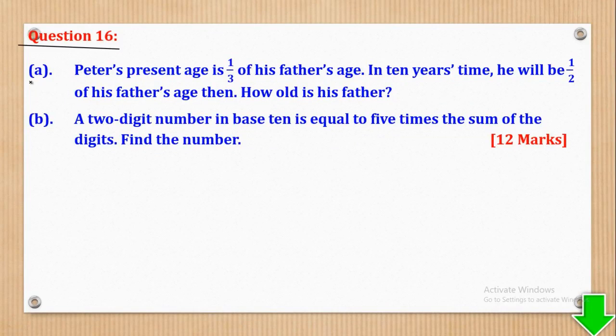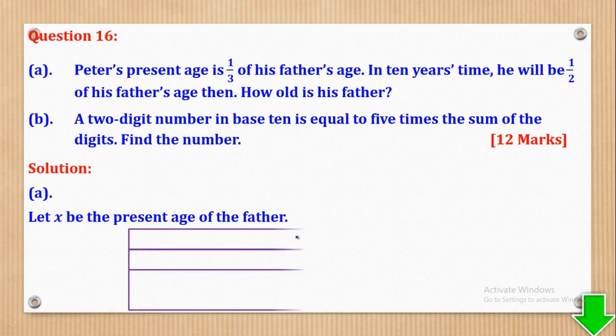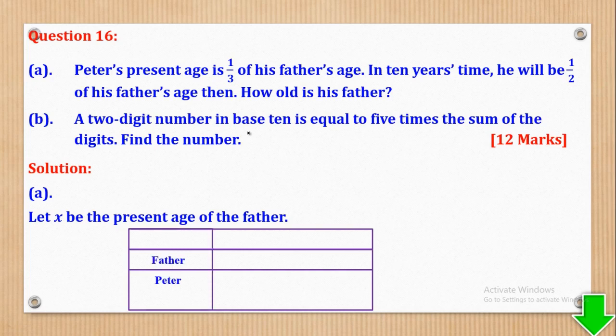Question 16 says, part A, Peter's present age is a third of his father's age. In 10 years' time, he will be a half of his father's age then. How old is his father? So shall come and say that let X be the present age of the father. So shall draw some table of values here to help us to easily answer the question. So we have the father there and we have Peter there.